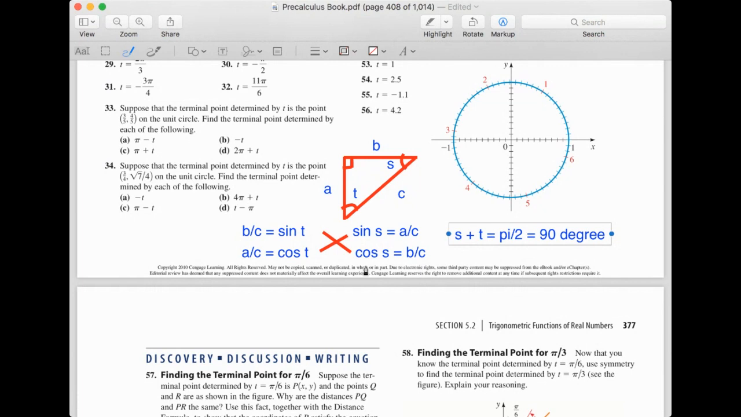All right. So that's why we need to only focus on one angle. Once we know what happens with this angle, we will know what happens with the other angle, because the third angle is 90 degrees and S plus T equals 90 degrees. Those two are complementary angles. And sine and cosine make co-functions.